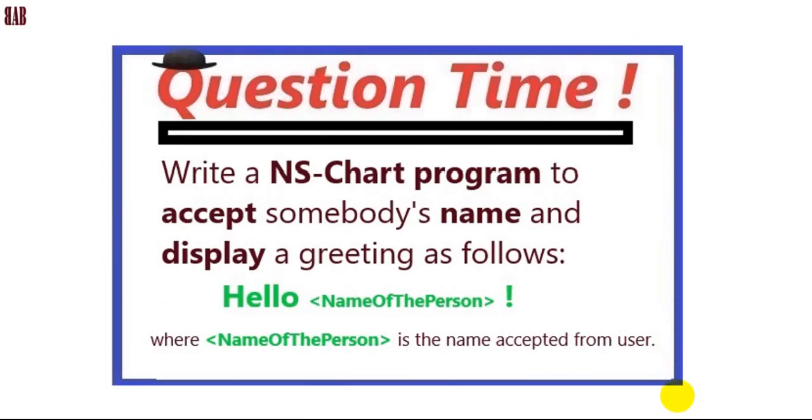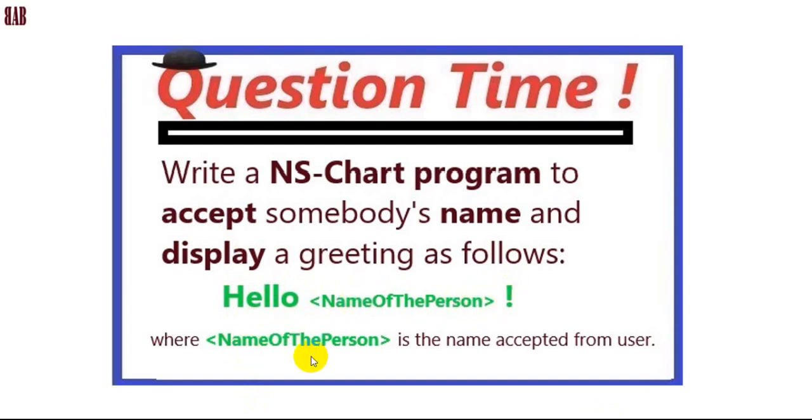Okay, here is a simple question for you to try out, and I have also provided two variations of solution for this. So the question is, write an NS chart program to accept somebody's name and display a greeting as follows. So basically, the program has to accept somebody's name. You type any name, and then on the screen it should display hello and the name that was accepted here, and the exclamation mark to come there.